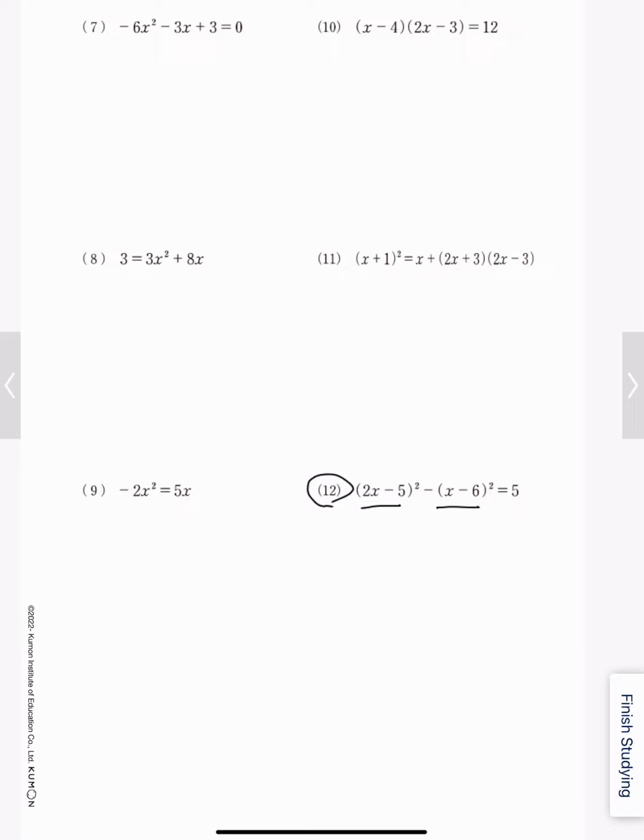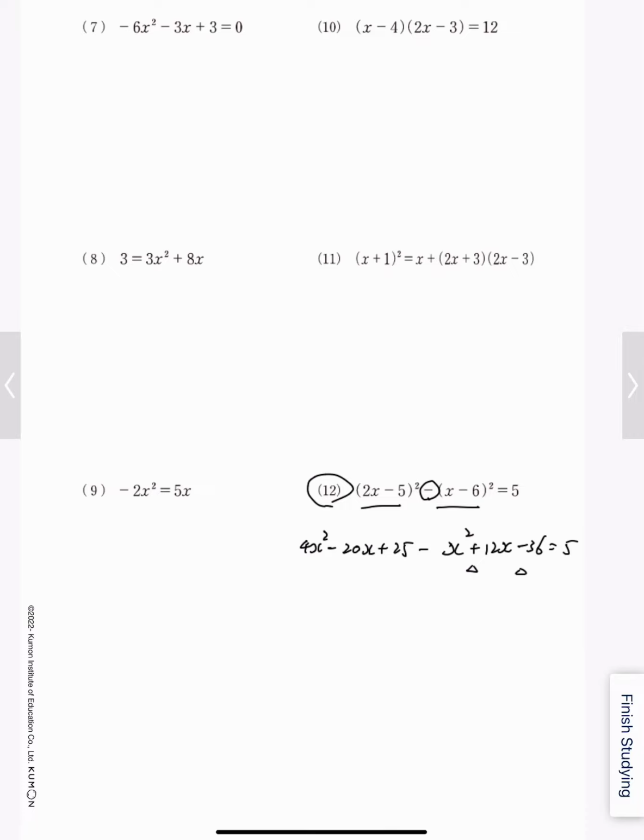So the first thing is, if we're gonna open it up, 2x minus 5 to the power of 2 will be 4x squared minus 20x plus 25. And next, we'll have x squared plus 12x minus 36 equal to 5. Don't ask me how I get to plus and minus. We talked about it in the previous video.